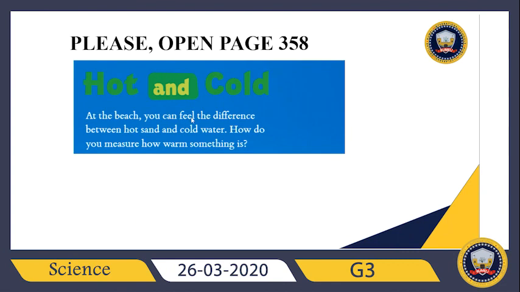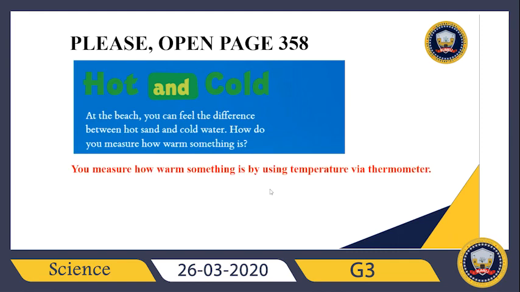At the beach you can feel the difference between hot sand and cold water, because their temperature is different from each other. So, how do you measure how warm something is? Remember thermometer. Why were we using thermometers? We use thermometers to measure temperature, right? So, if you want to understand how warm something is, you can use a thermometer.